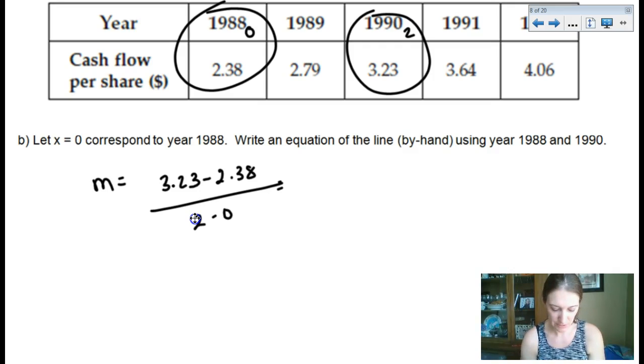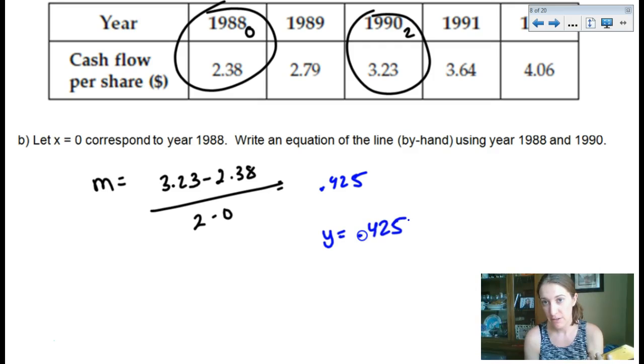0.85 divided by 2, 0.425 is my slope. And then my y-intercept, if we start at 0 here, it would be 2.38. So for me, by hand, the line is y equals 0.425x plus 2.38.